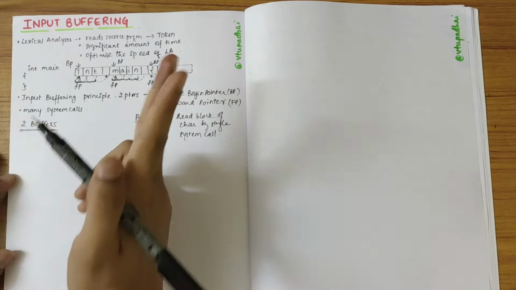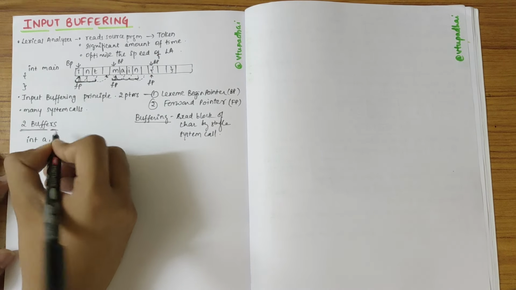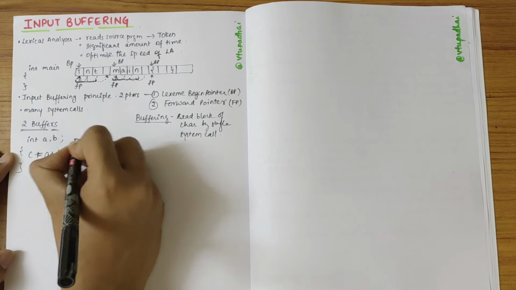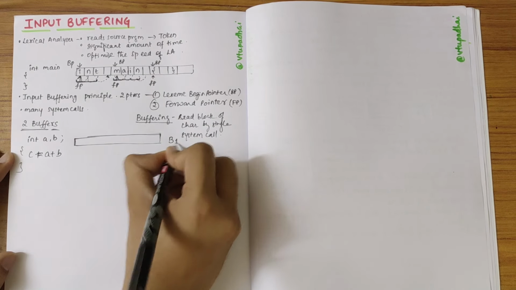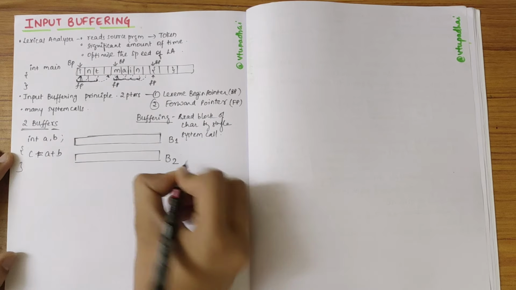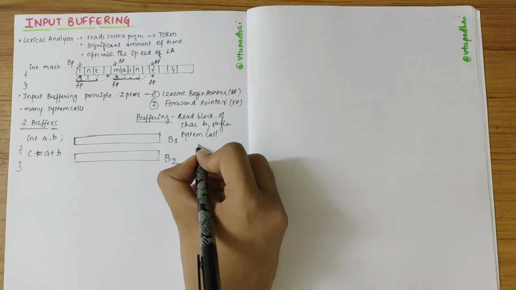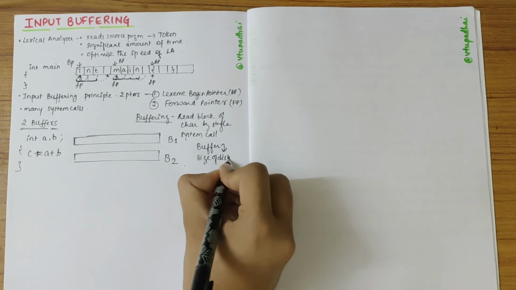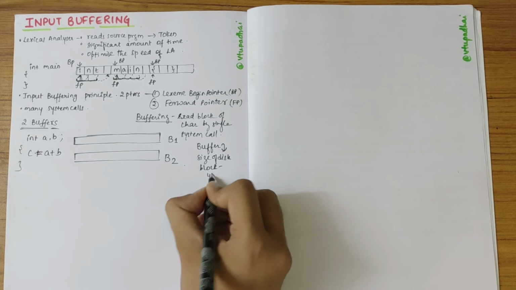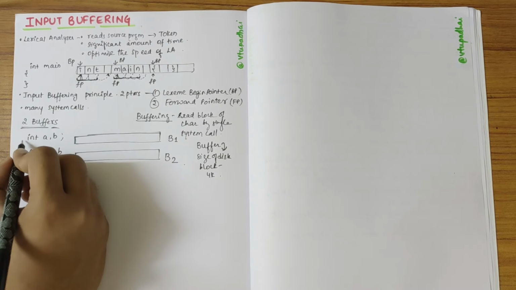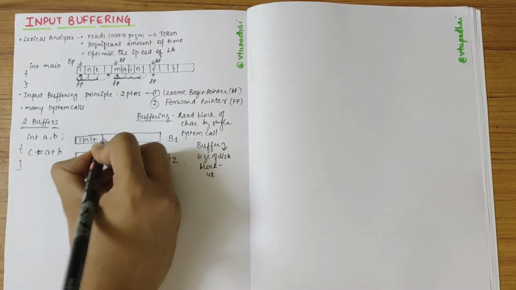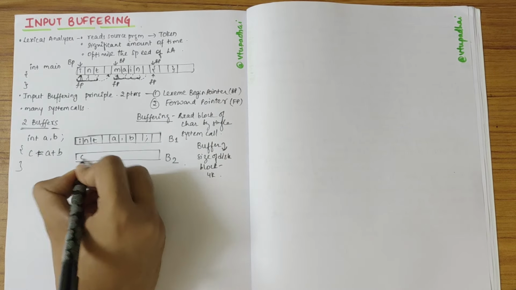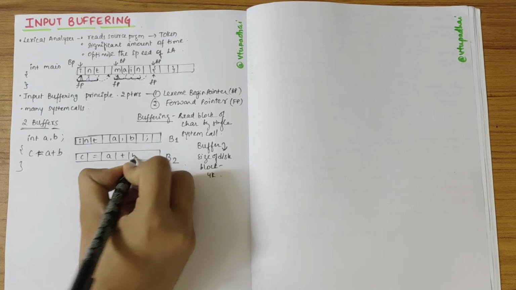In the two buffers method, we make use of two buffers. Let's consider an example: int a, b; and inside the brackets, c = a + b, and close bracket here. So here we have two buffers, this as buffer 1 and this as buffer 2. One thing to remember is that typically the buffer size is the same as the size of a disk block. The size of a disk block could be 4K, for example. So let's consider this first line: int a, b; and on this side c = a + b.